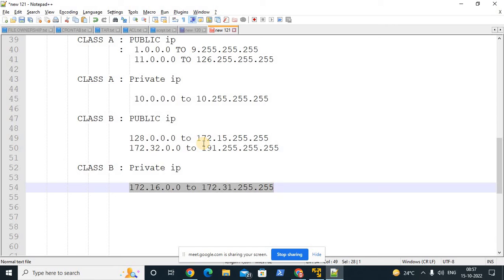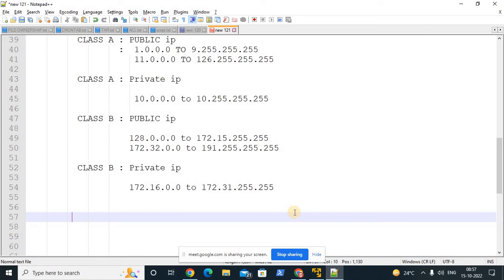Did you get that? So the number starting with 172.16, make a note of that. It is not here, it goes up to 15. The number starting with 172.16 up to 172.31 will be treated as private IP in class B. Make a note of that.